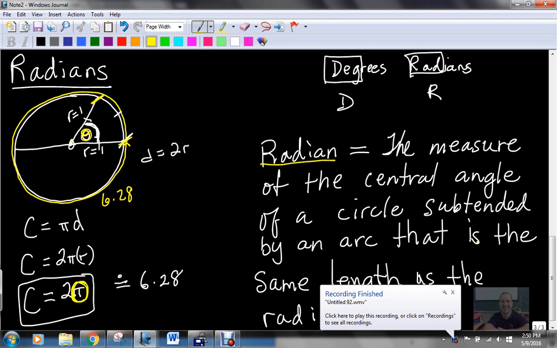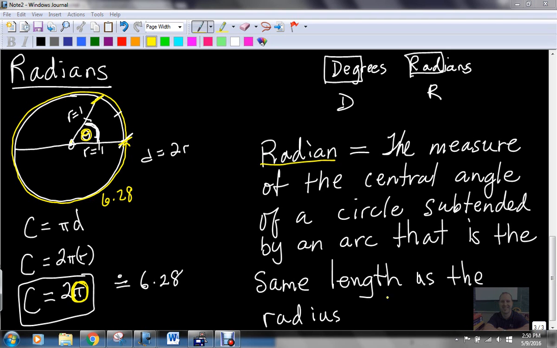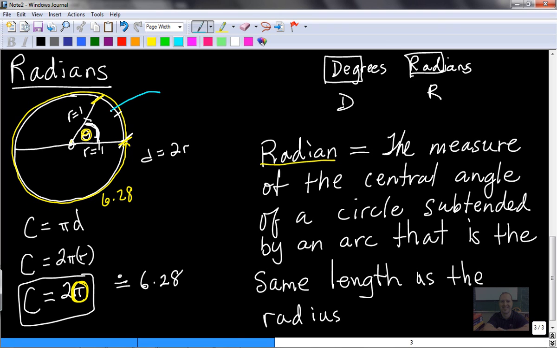Arc that is the same length as the radius. So when this arc right here is exactly the same length as the radius, then this angle is defined as being 1 radian. Okay, so this right here, 1 radian. Now, we'll talk about the connection between radians and degrees in a little bit.